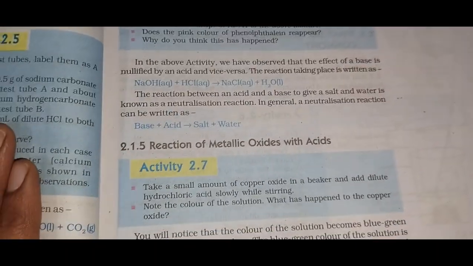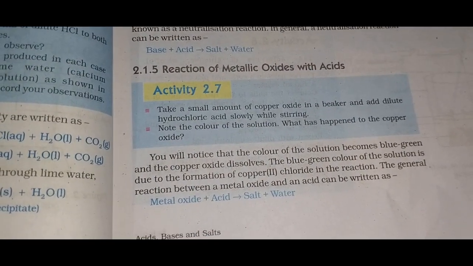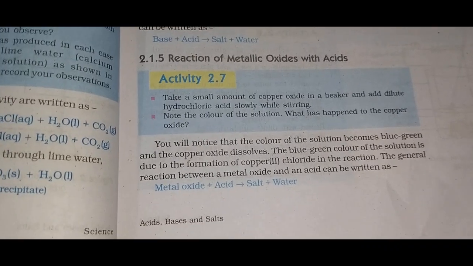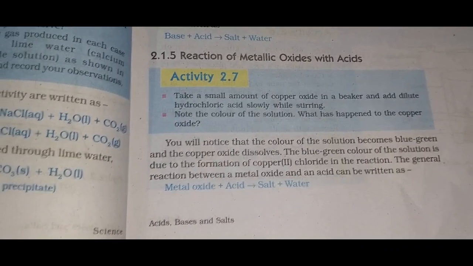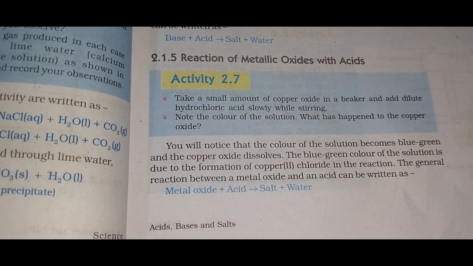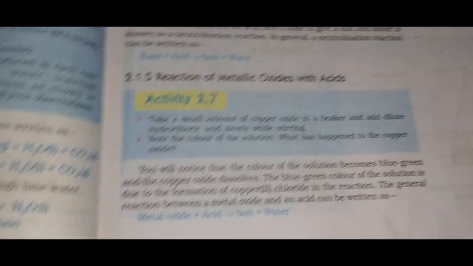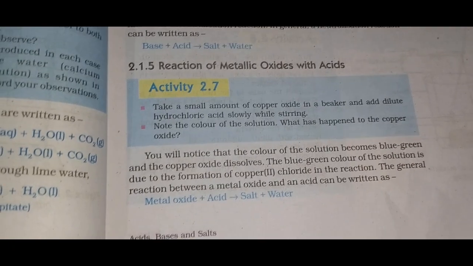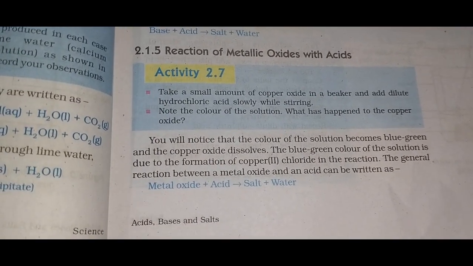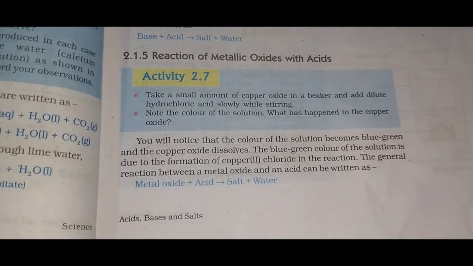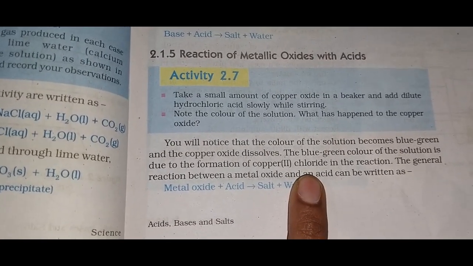Then when metallic oxides react with acids, what happens? For example, we can take copper oxide in a beaker and add sulfuric acid slowly while stirring. We can note the color of the solution. What happens to the copper oxide? The color of the solution becomes blue green and the copper oxide dissolves. The blue green solution we observed is because of the formation of copper chloride.